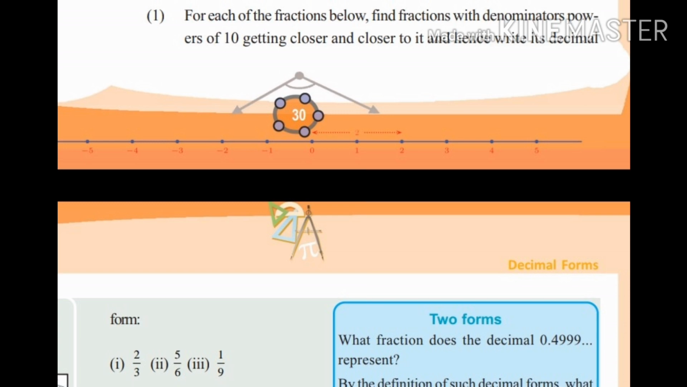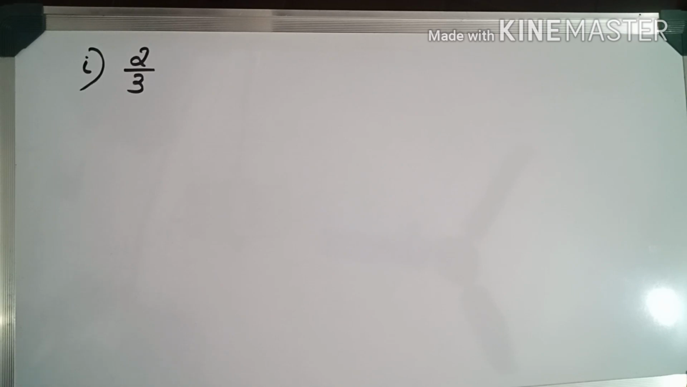I will explain the method. Let's start from the first question, then it will be more clear to you. So let's start from the first one, that is 2 by 3. Now we are going to find the decimal form of this. The question is getting closer and closer to 10, 100, 1000, like that. That means first step with 10.